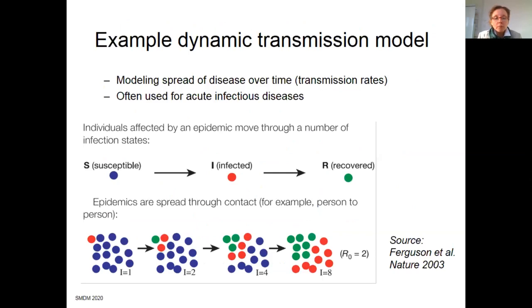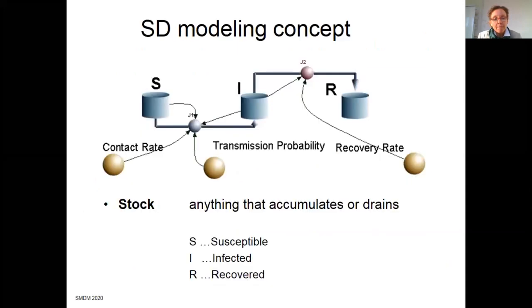One example that it is used for is to model dynamic transmission models, where we describe the spread of a disease over time. The simplest model that we have is the SIR model. So people would start off being susceptible, then they could be infected and finally recovered. And how would we build such a model using a system dynamics approach?